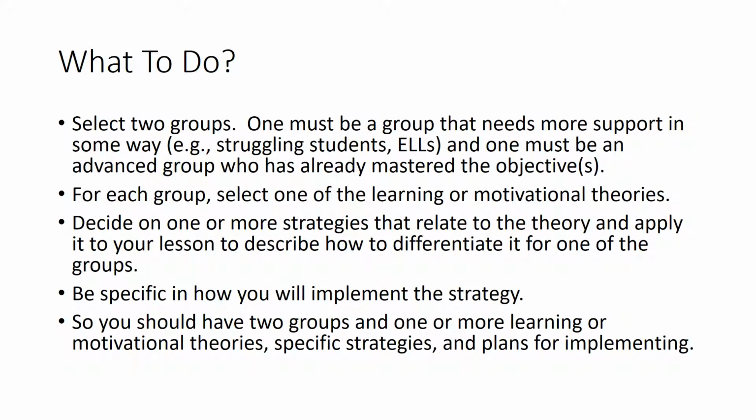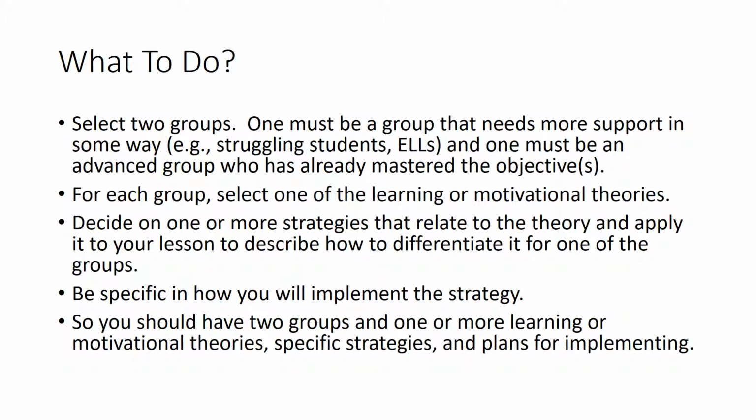So what to do in this assignment? Well, first, you don't have to do all of the groups that you mentioned, but I do want you to have 2 groups. One must be a group that needs more support in some way. So struggling students, students on IEPs, ELLs. One must be an advanced group. So even if you said you don't have advanced students, you must pretend that you do and have an advanced group. These are students who have already mastered your objectives.